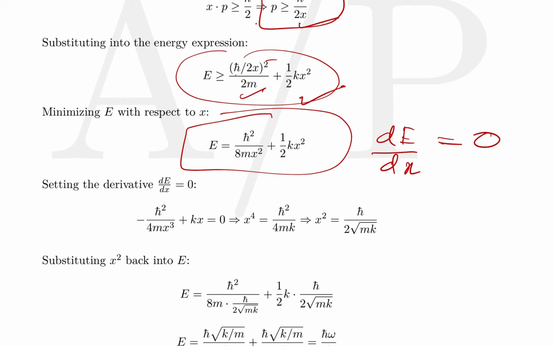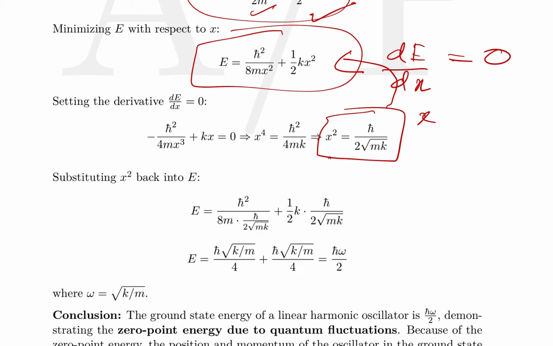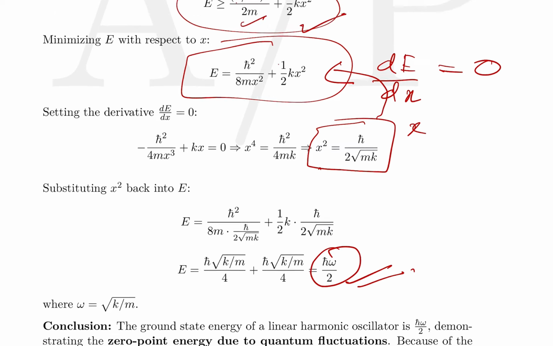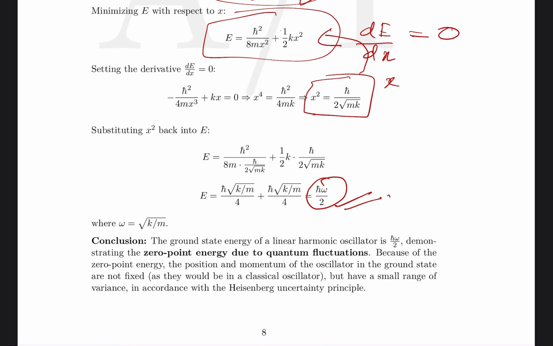Now you will find the value of x from here, as we get x square is equal to h cut upon 2 square root of mk. Now you will put this value of x square in the expression to get the value of energy. So we put the value of x square in this expression, we get energy is equal to h cut omega by 2. Is that clear? Where omega is square root of k by m. Now the story doesn't end here. You can do this and the question ends, as we have ended in this solution as well.